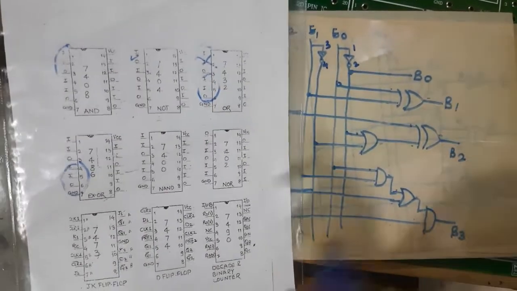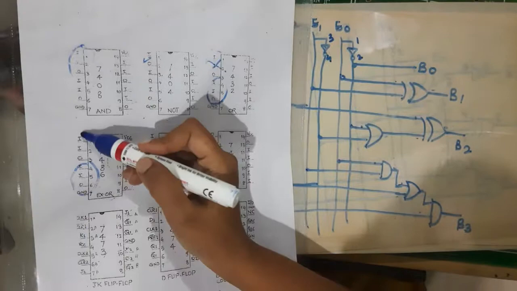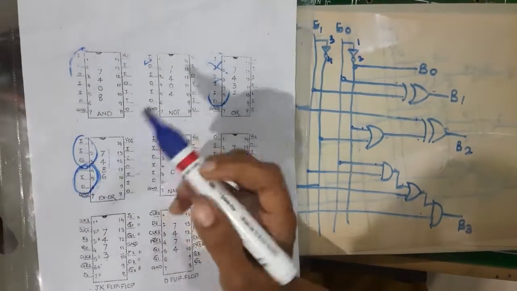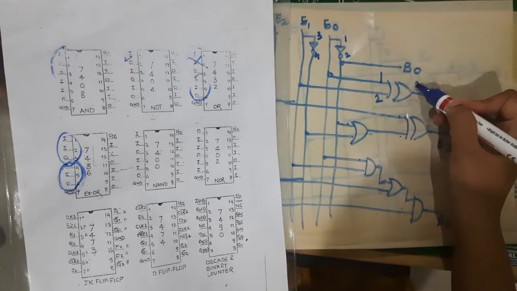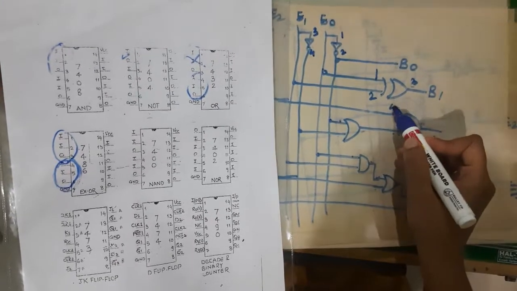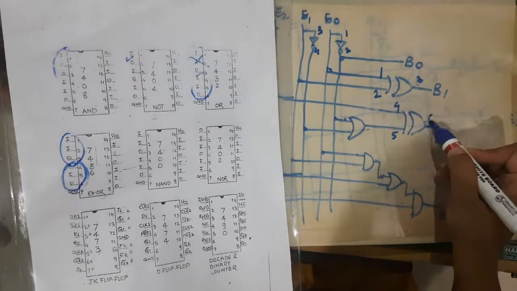Then talking about XOR gate, from the XOR gate IC, I need only 2 XOR gates. So the XOR gate IC is 7486. I will be using these two combinations over here. 1, 2 input, 3 output. So 1, 2, 3 output. Here I can have 4, 5, 6 output.